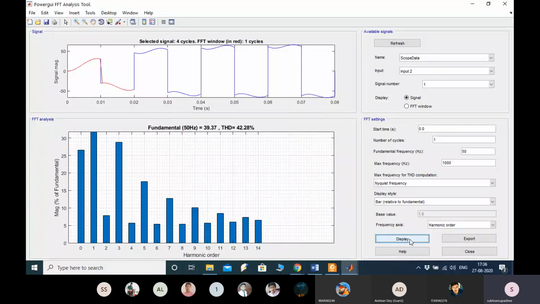Now, as you can see, the odd harmonics over here are predominant in nature. That's why this is the nonlinear nature of the waveform. And the THD is also pretty high.